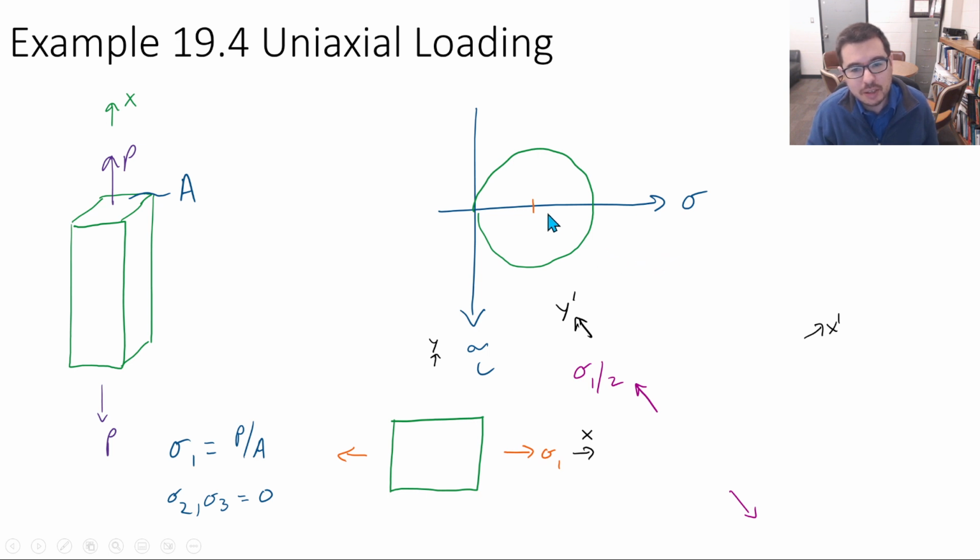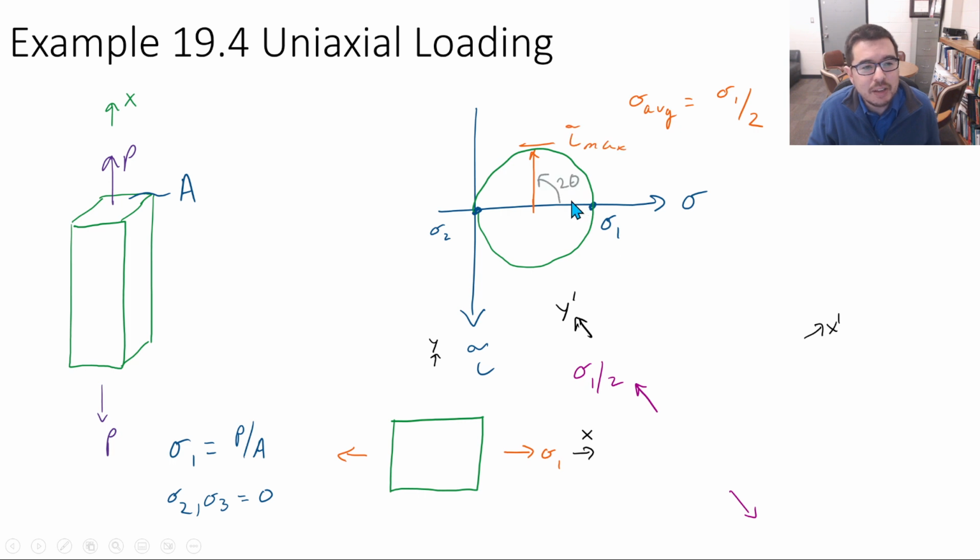What's the middle going to be at? Well, the middle is going to be the average. It's just the average of P over A and 0. So it's going to be P over 2A. That's where it's going to be. The principal stresses we've already described have sigma 1 out here at P over A, sigma 2, sigma 3 equal to 0. And I just said this a second ago. It's just sigma 1 over 2, or I said P over 2A, which is sigma 1 over 2.